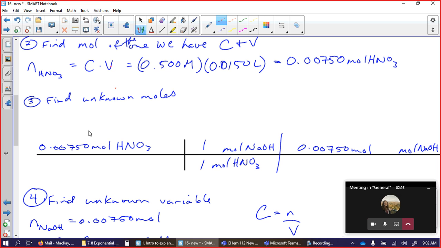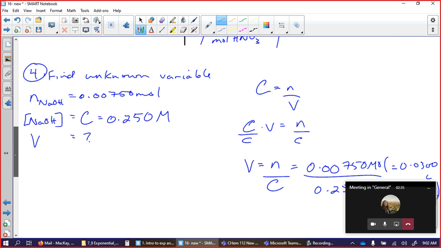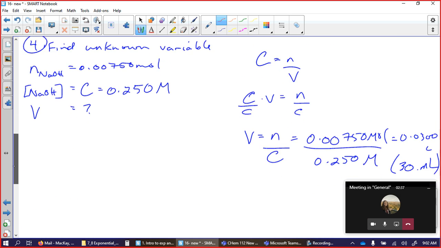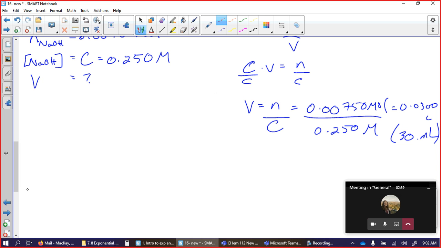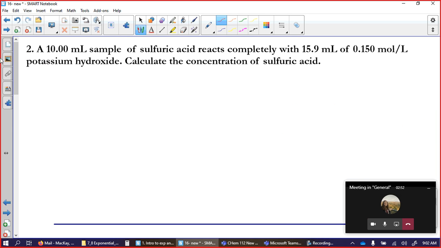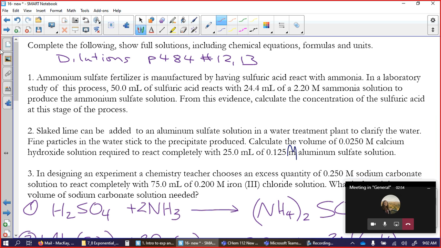Where's my cursor? Come on. And then in this case, it was find another concentration or a volume. More often than not, you're looking for a concentration, but that's okay. You do this idea a lot in acid-base chemistry in chemistry 12. So I'm going to do that example.